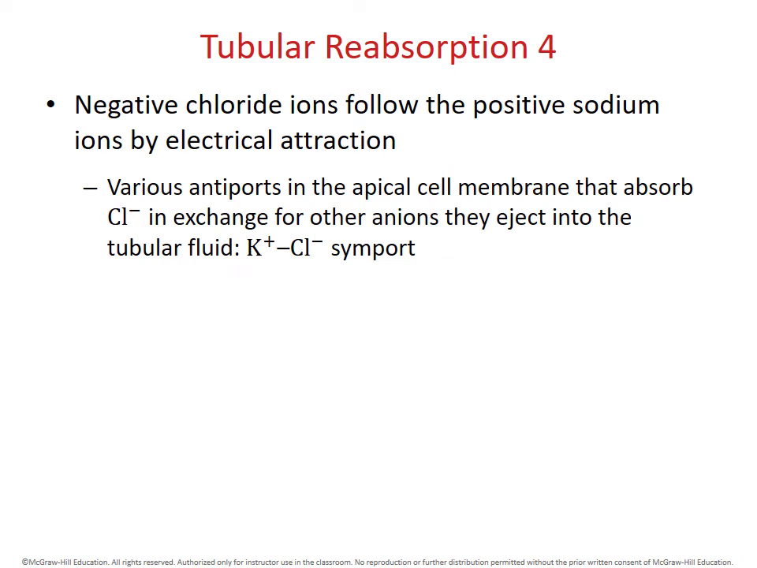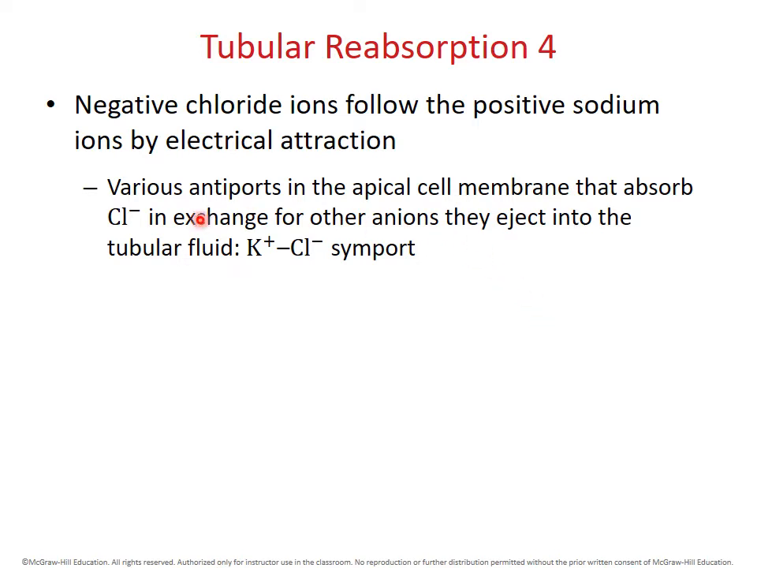Remember, we said that since sodium is a positive ion, its movement can create an electrical gradient, and that can then attract anions, or negative ions, to follow. And that's exactly what happens, especially with chloride ions, which are negative anions. So the chloride ions just follow the sodium through the cells and into the peritubular capillaries, electrically attracted to the positive sodium ions that are being pumped by the sodium-potassium pump.